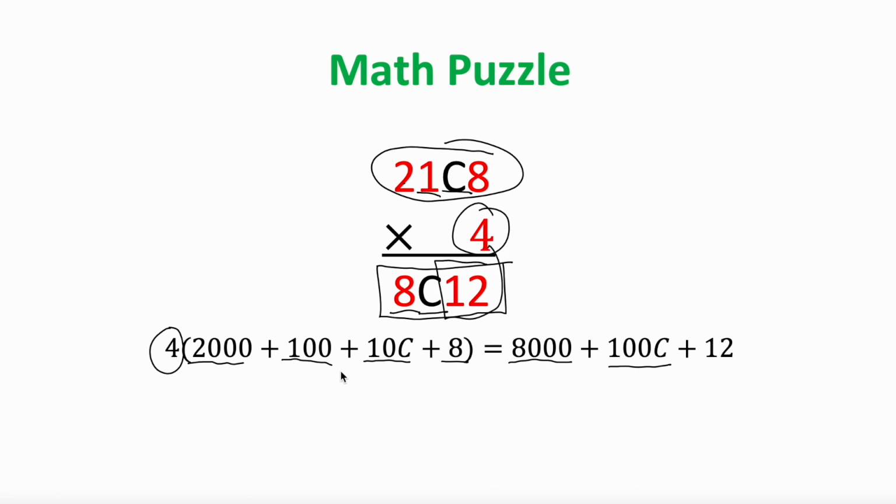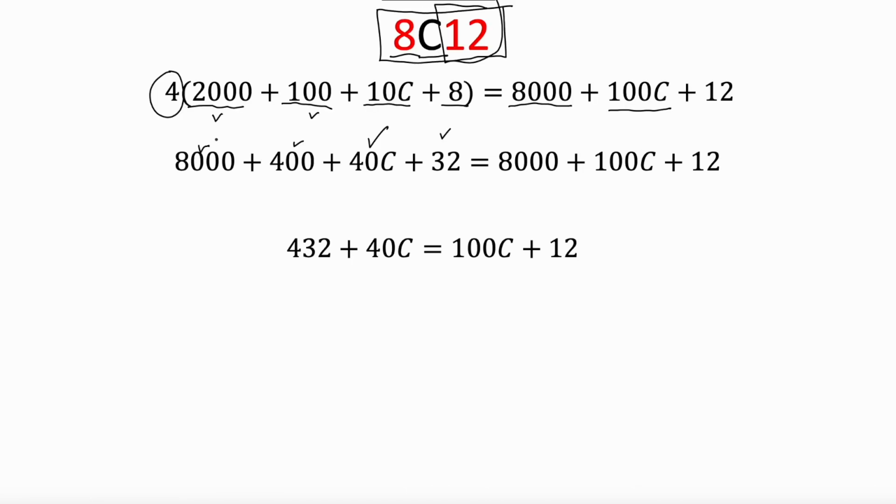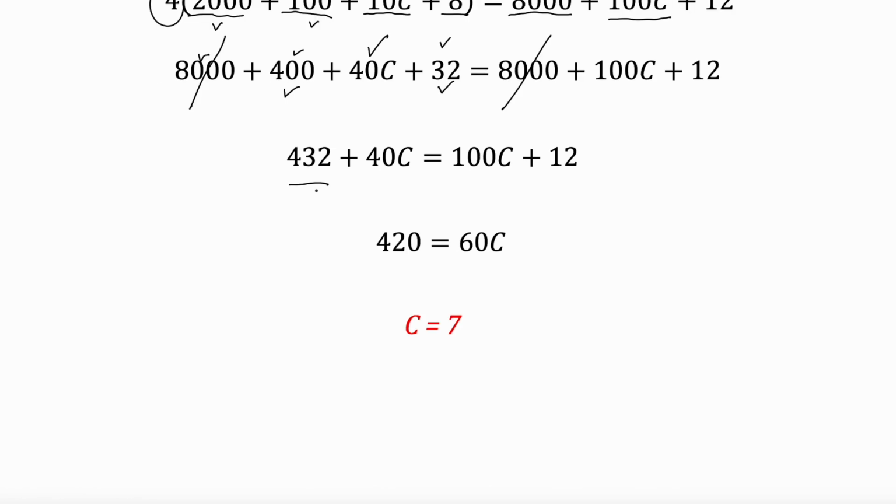So now let's solve this equation for C. We'll apply the distributive law. Next, let's simplify and combine like terms. We can cancel the 8,000 from both sides of the equation. Subtracting 12 from both sides of the equation gives us 420 on the left, and subtracting 40C from both sides of the equation gives us 60C on the right. So we get 420 is equal to 60C. Dividing both sides by 60 gives us C is equal to 7, and that's our last digit.